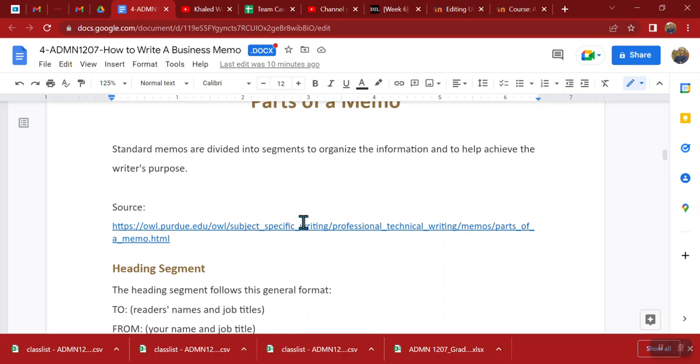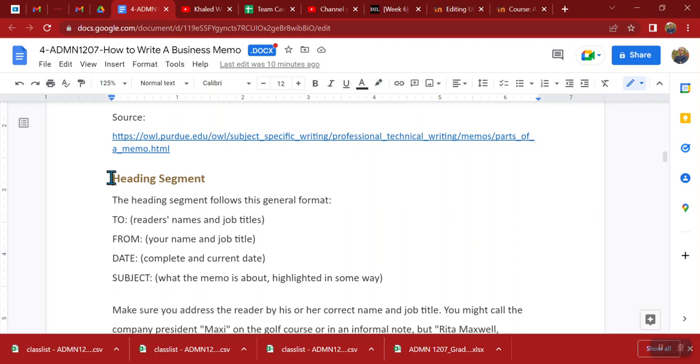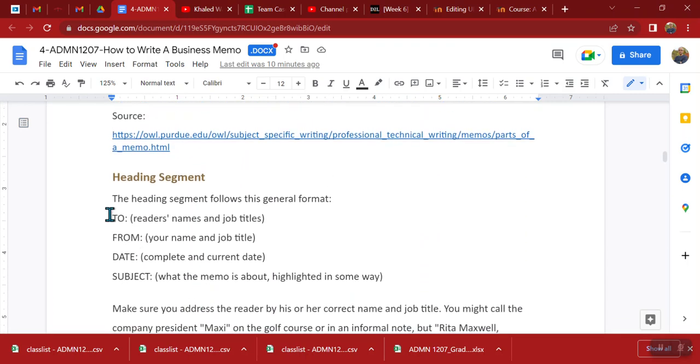It's again important to understand that it has the first segment, which we call the heading segment, and probably you have seen this before sometime, and it looks like an email. It's to who, this is the reader, from, definitely you, and the date of the memo, and the subject, so like a header. It's basically everything you know about email, but in this format. But you can see here the to, from and date are even written in capitals, so you have to respect in many cases the way it's being written.